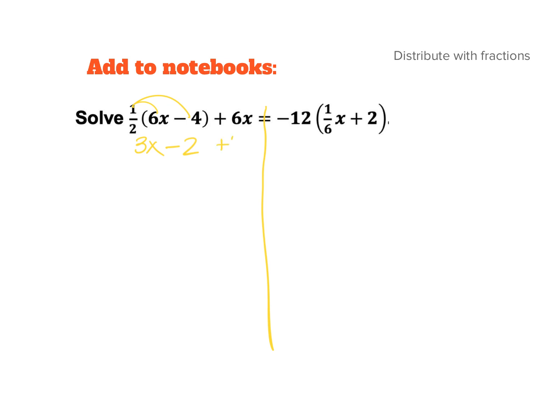And then you're going to drop down your plus 6x equals, now over on the right-hand side, I've got negative 12 times 1/6. So if you know a 1/6 of 12 is 2, that's awesome. Otherwise, I would just go 12 times 1, that's 12, divided by 6 is 2. And so it's a negative 2x plus negative 12 times 2 is negative 24.